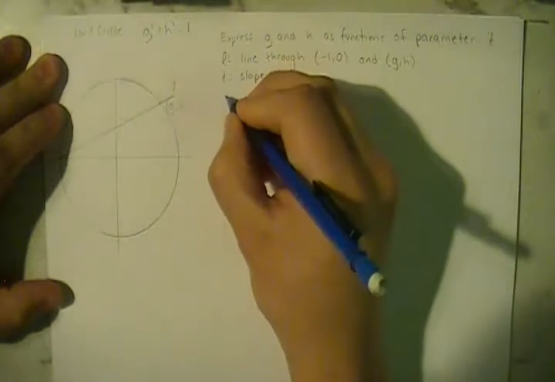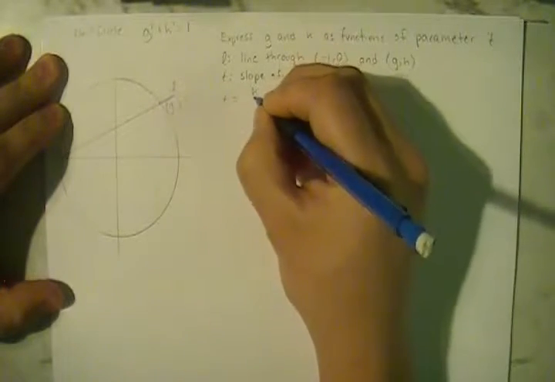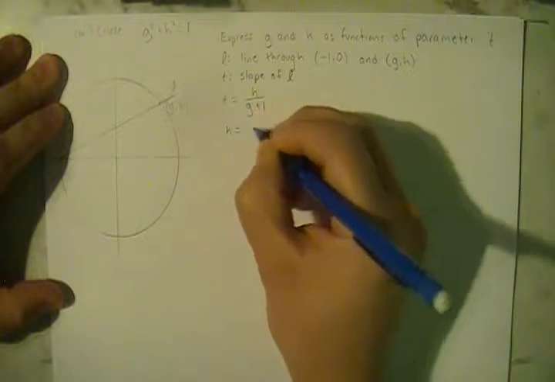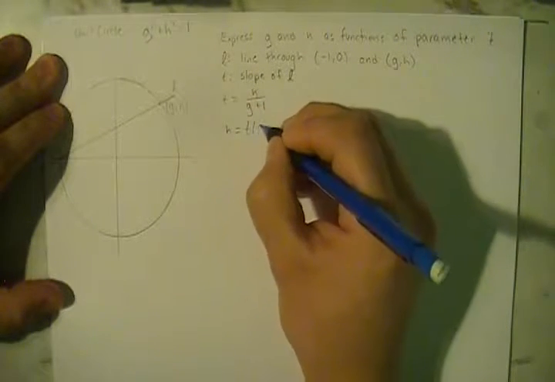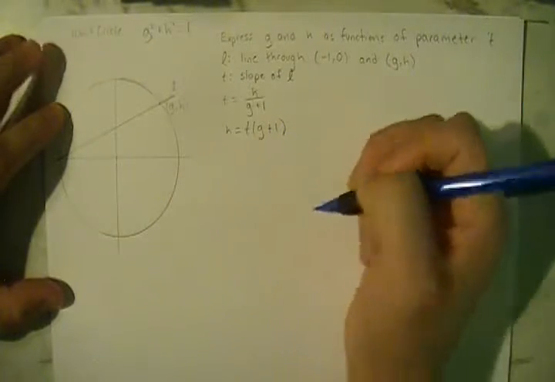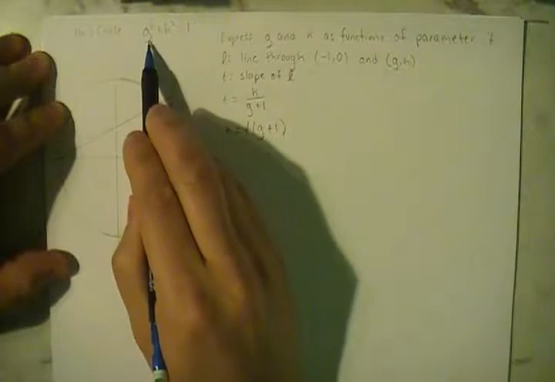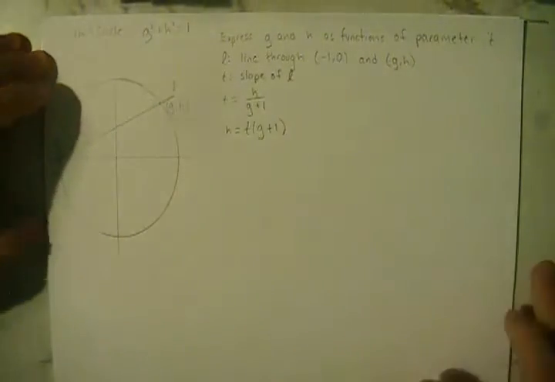So real quickly, we know what the slope t is. t is going to be equal to h divided by g plus 1, which means that h has this relation: t times g plus 1. Alright, so now I have h in terms of t and g, and then I have g squared plus h squared is equal to 1, this relation that gives us the circle.